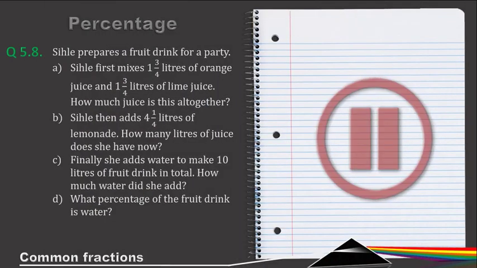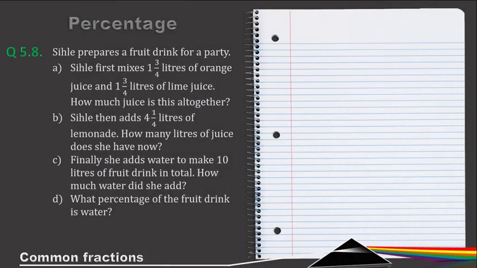All right, so now for example, question 5.8: Sila prepares a fruit drink for a party. For A, she mixes 1 1/3 liters of orange juice and 1 3/4 liters of lime juice. How much juice is this all together? Now this is just a simple addition where we have 1 1/3 of the one juice and add 1 3/4 of the other juice.